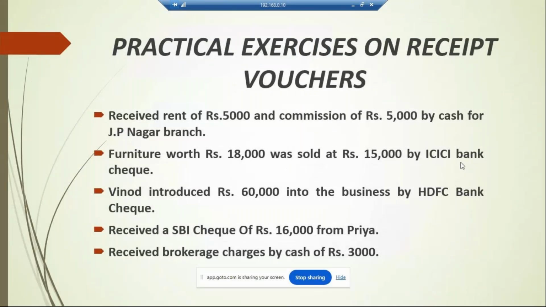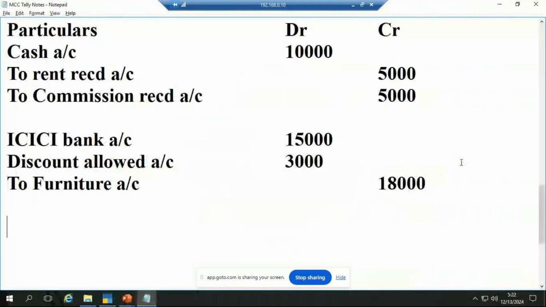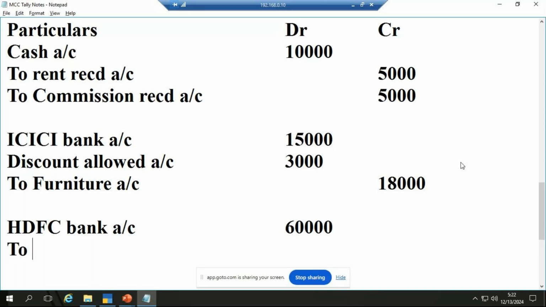Next, Vinod introduced rupees 60,000 into the business by HDFC Bank check. So you can take here HDFC Bank account worth rupees 60,000 to Vinod's capital account, worth rupees 60,000. So this is the third transaction.